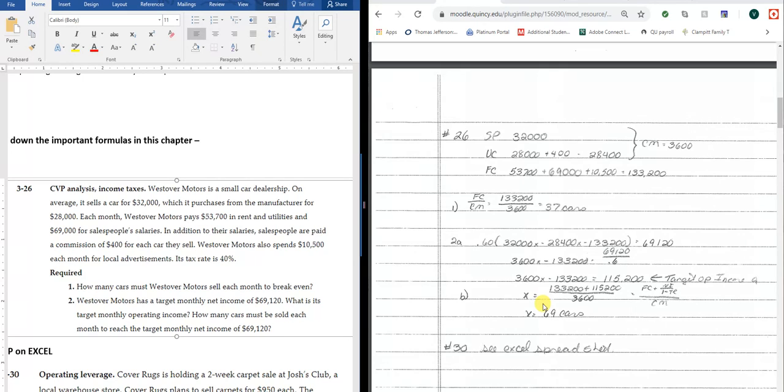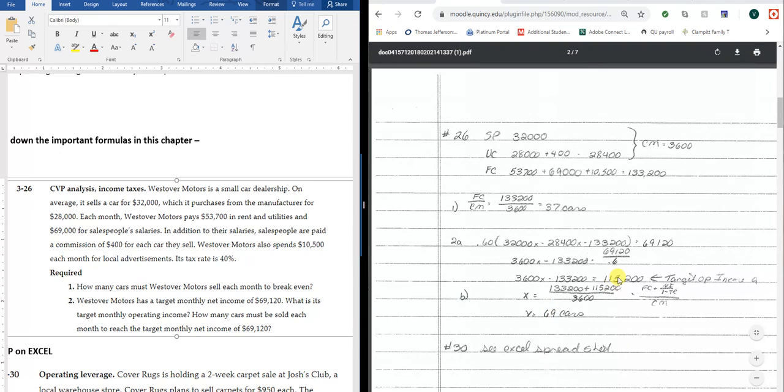And I solve for, what does question B ask? Not really sure why I have A and B there. What is the target monthly operating income? That's why I have A and B right there. It is $115,200. How many cars must be sold?